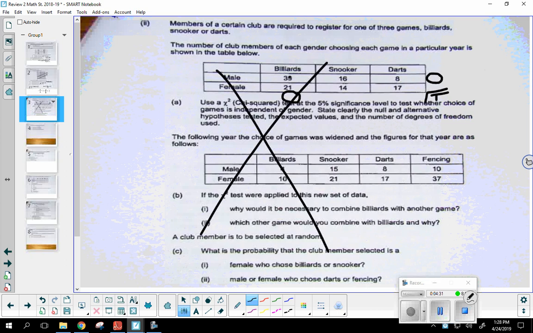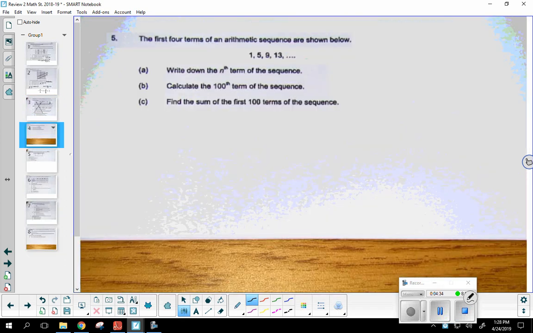Okay, moving along. This is the one we did yesterday in class. Let's see what number 5 says. The first 4 terms of an arithmetic sequence are shown below: 1, 5, 9, 13, and so on. Write down the nth term of the sequence. What they're asking you is to come up with a formula to find any term we want in the sequence. Remember, we referred to that as the explicit formula. Does anybody remember what the explicit formula was, the general form for an arithmetic sequence? We were looking at the sums the other day. This, I believe, is going to be in your formula booklet.